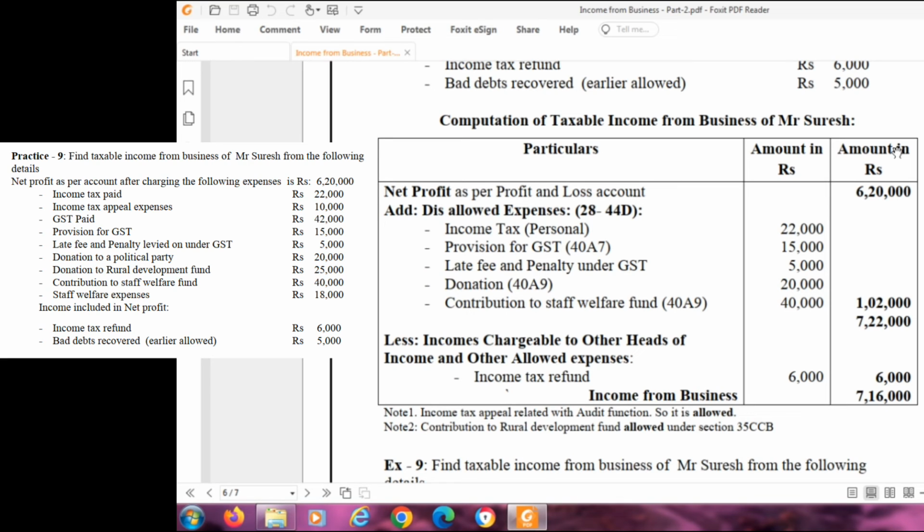Now the debit side is over, now the credit side. Income tax refund, it is non-business income that should be deducted. Bad debts recovered, earlier allowed. Allowed means it was considered as a bad debt. Now it was recovered, so it is business income only. So we need not deduct it here. So 6,20,000 add 1,02,000 minus 6,000, balance 7,16,000 is the actual income from business.